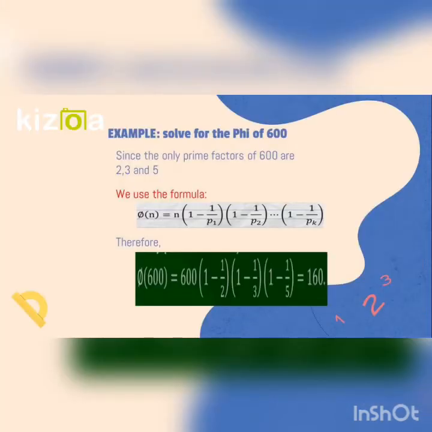Example, solve for phi of 600. Since the only prime factors of 600 are 2, 3, and 5, we use the formula phi of n is equal to n times 1 minus 1 over p sub 1 times 1 minus 1 over p sub 2, and the product continues until 1 minus 1 over p sub k. Then we substitute the prime factors of 600 in the formula, and the answer is 160. Therefore, phi of 600 is 160.